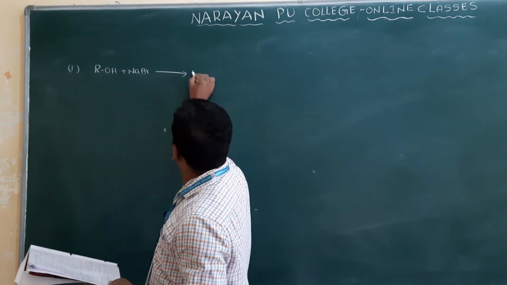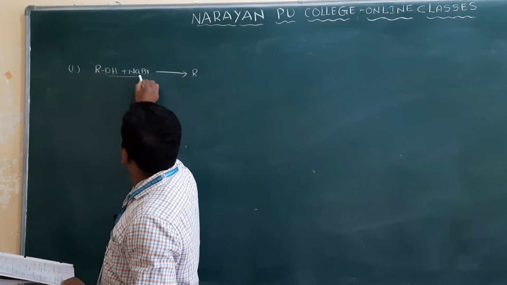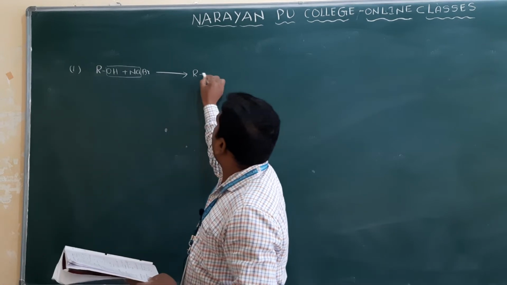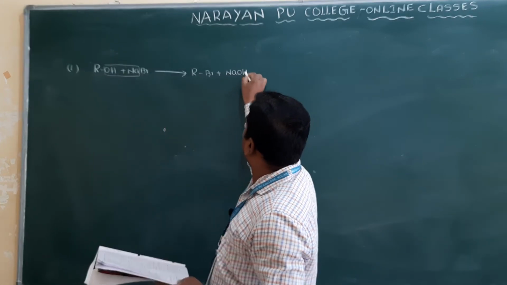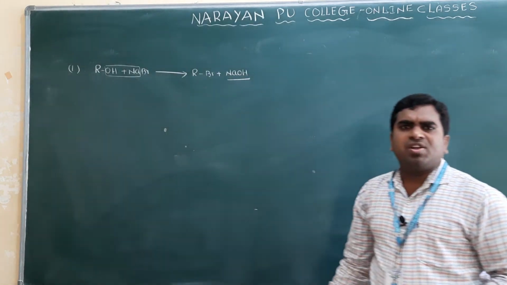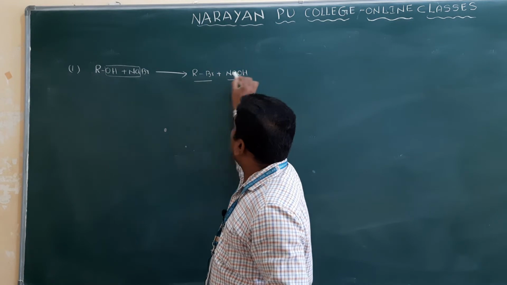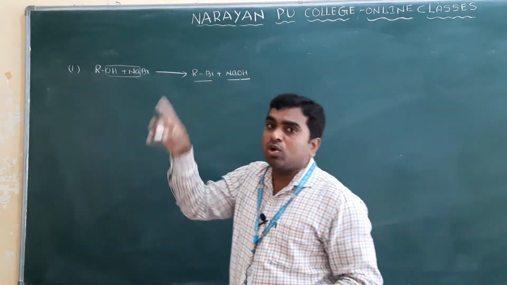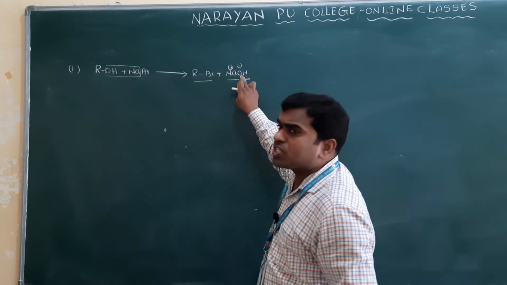Why? Because you see, what is the reaction? If the reaction takes place, NaOH will be formed and you will get RBr plus NaOH. You know that NaOH is a very strong base. Here it is a strong base, and it can also act as a strong nucleophile. And you know Na plus and O minus, it is a strong nucleophile.